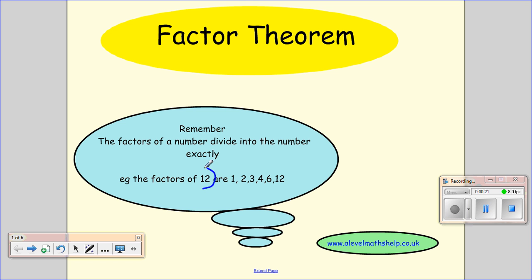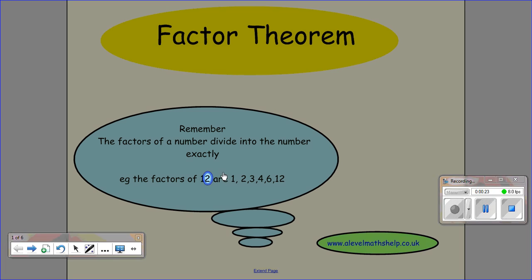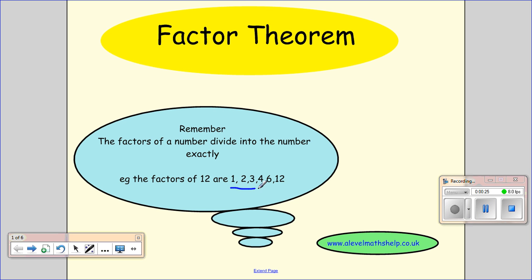So if we were looking for the factors of 12, the factors would be 1, 2, 3, 4, 6, and 12. And just remember that 12 is a factor because 12 divides exactly into 12 one time, and 1 is a factor because 1 divides exactly into 12 twelve times.